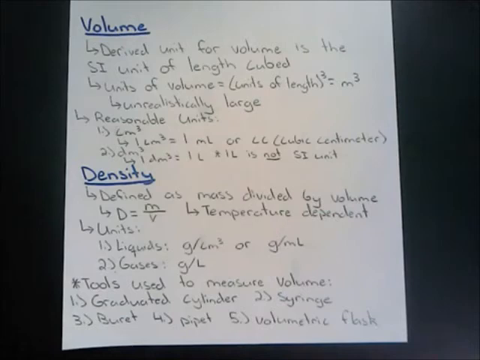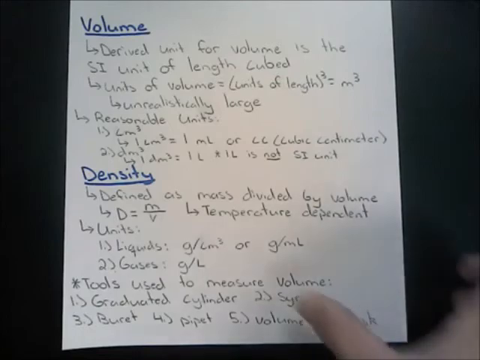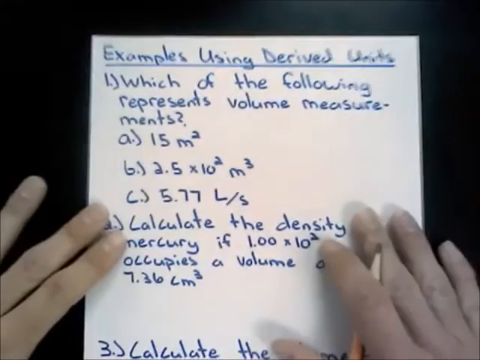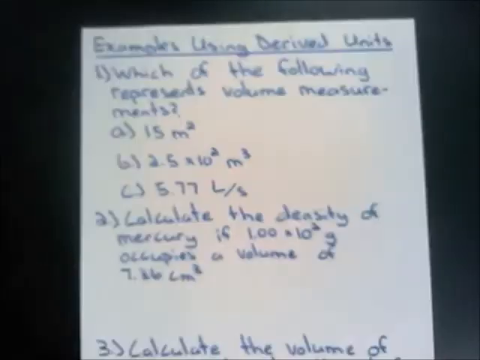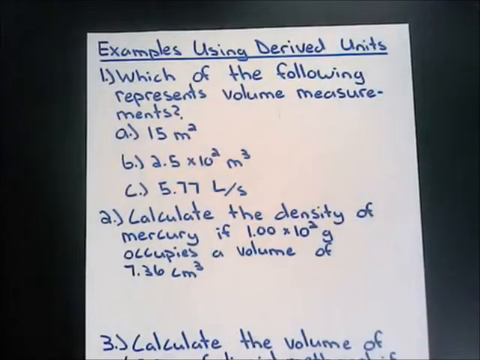Okay, so now that we know some of these derived units that we'll commonly use in the lab and in some calculations, I want to go over some example problems. So we'll shift here to our last page. And for this, we start out with a real simple question. We want to know which of the following, A through C, represents a volume measurement.